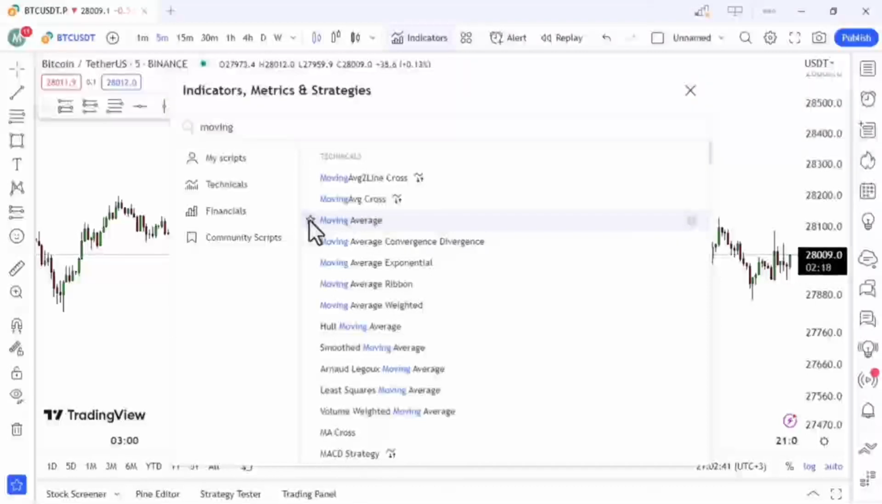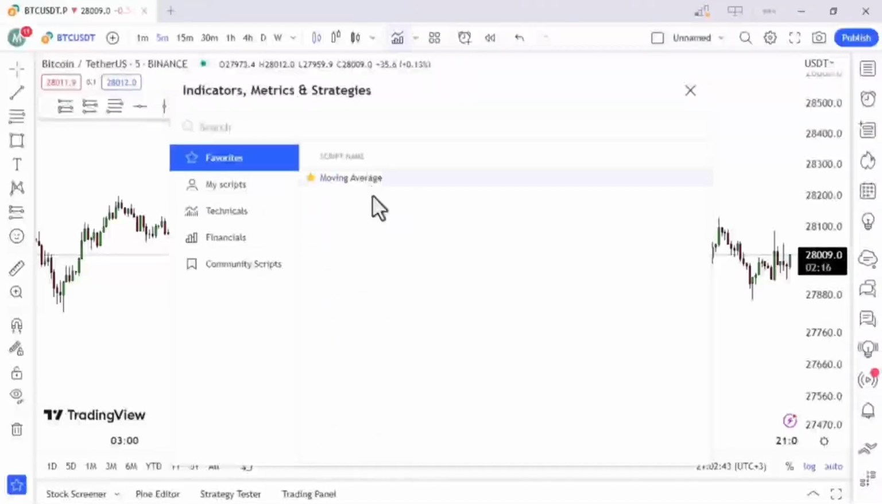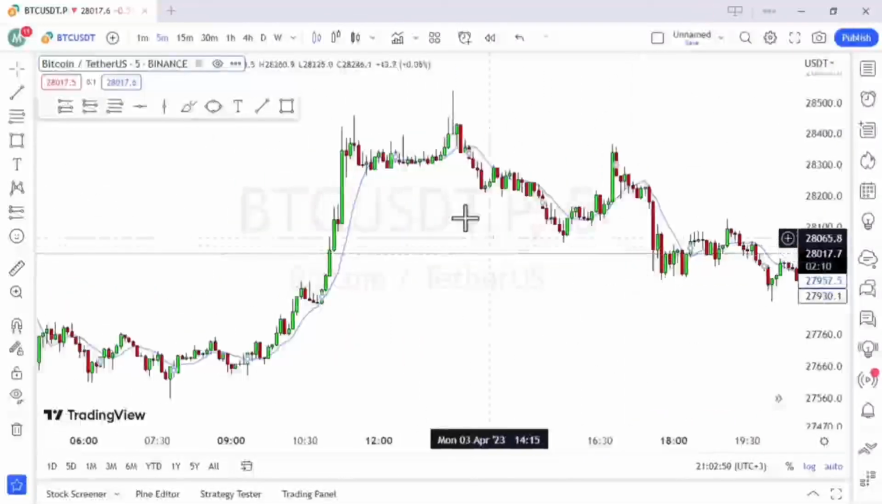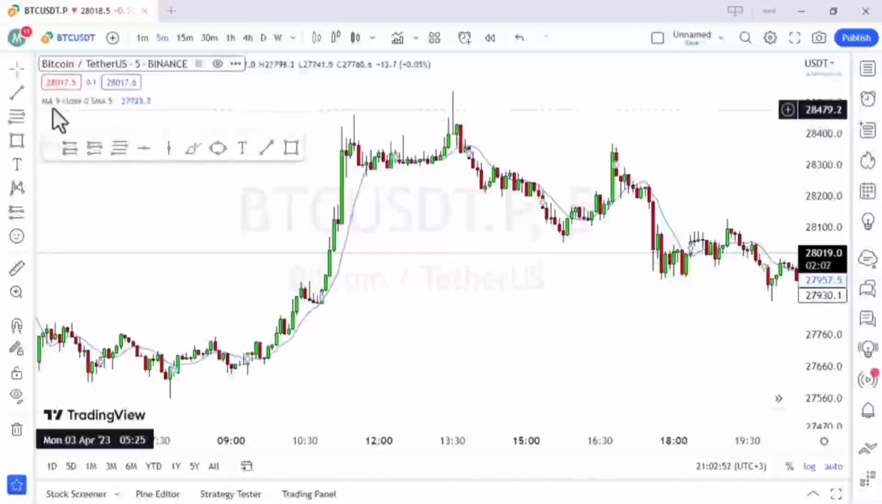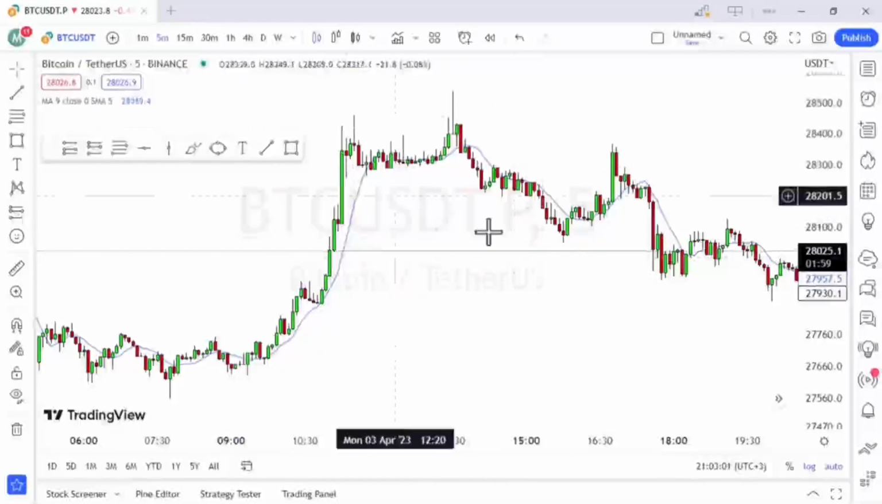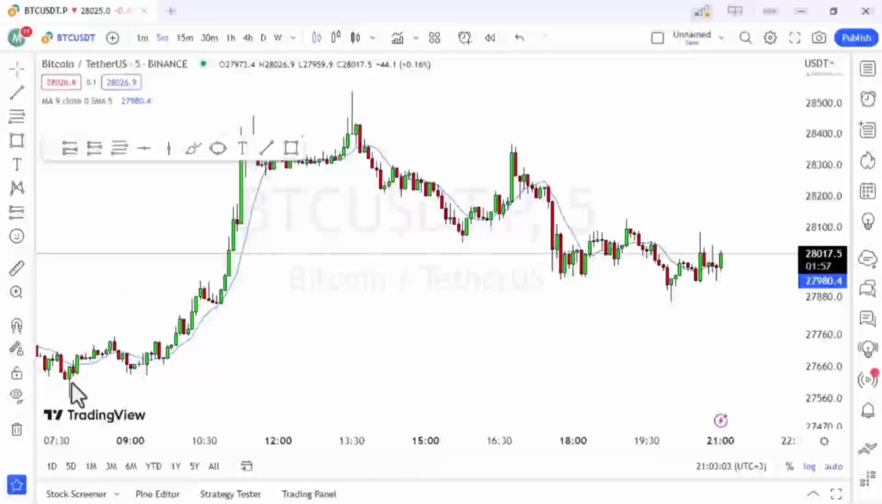You can make it a favorite, so it's going to be in your favorites list. Click on it, so it's going to be on your chart. How does it really work? If you take a look up here, it says MA 9 close 0 SMA 5. So what are these all about? Before getting to the settings, let me tell you something. What is an EMA doing? As you can see, it says close. So let me zoom in, go like this.